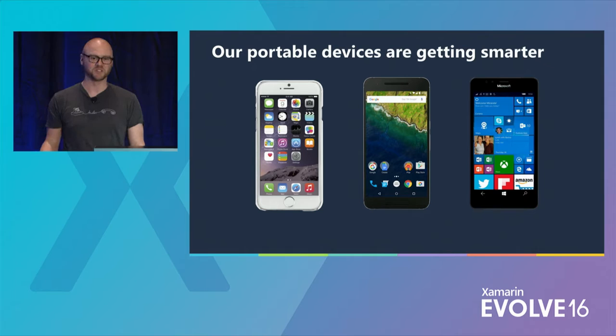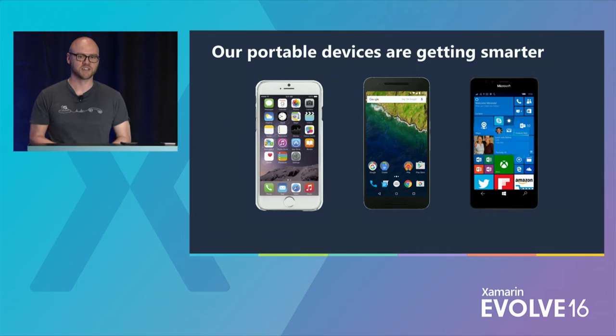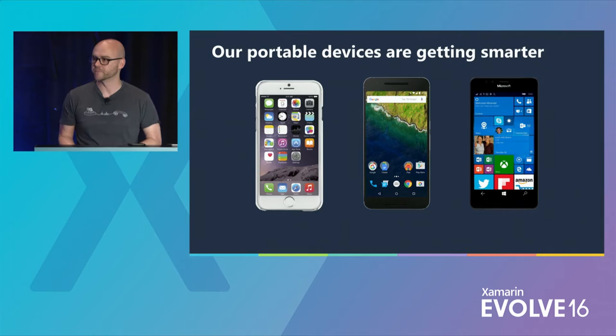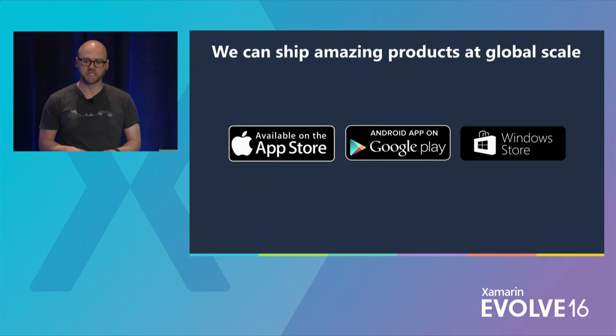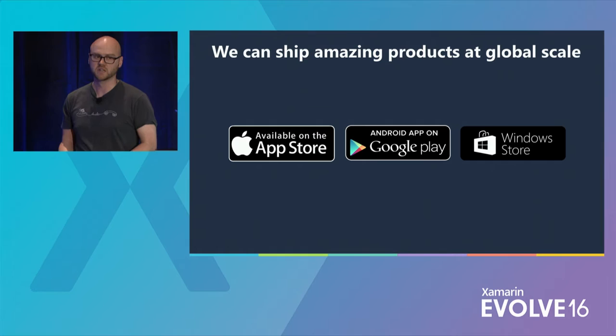And these are computers that are just in our pocket all the time. You can pull it out at any time. It's often the best camera. It's the computer you always have with you. As app developers and as companies, we can ship amazing products at a truly global scale in a time frame that is just unlike what we could ever do in the past. We've got these great stores that if you've got a business idea, you can make it happen and you can get it into people's hands really quickly.